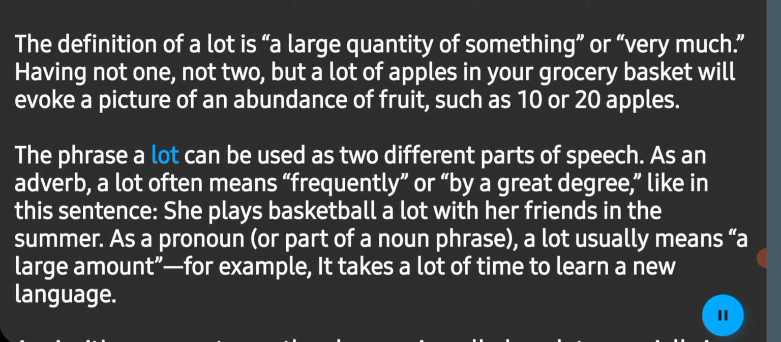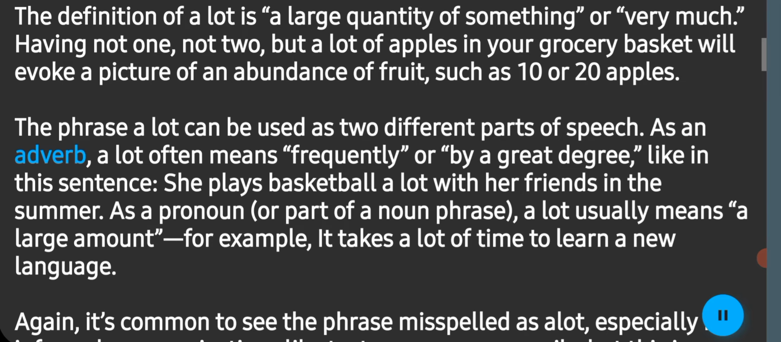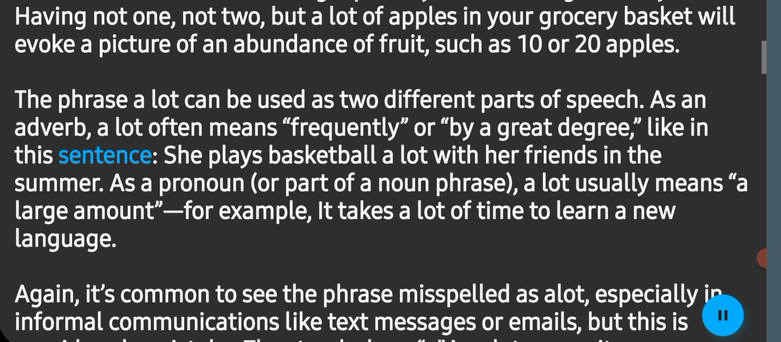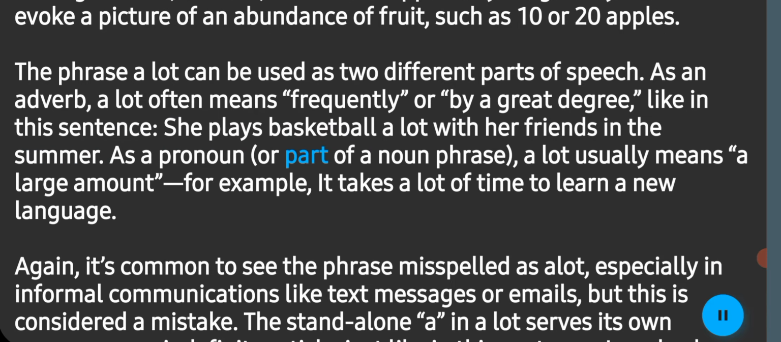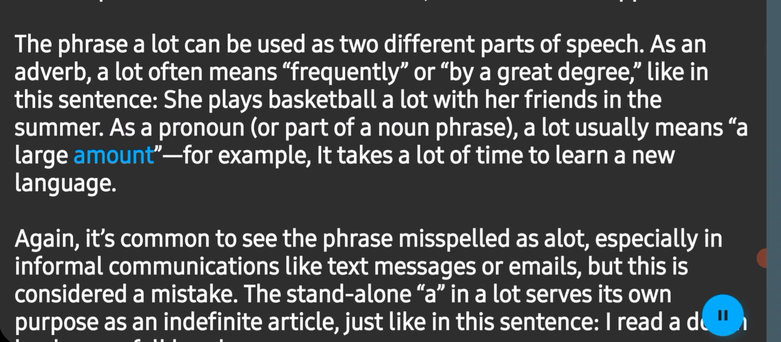The phrase "a lot" can be used as two different parts of speech. As an adverb, "a lot" often means frequently or by a great degree, like in this sentence: She plays basketball a lot with her friends in the summer. As a pronoun or part of a noun phrase, "a lot" usually means a large amount. For example, it takes a lot of time to learn a new language.